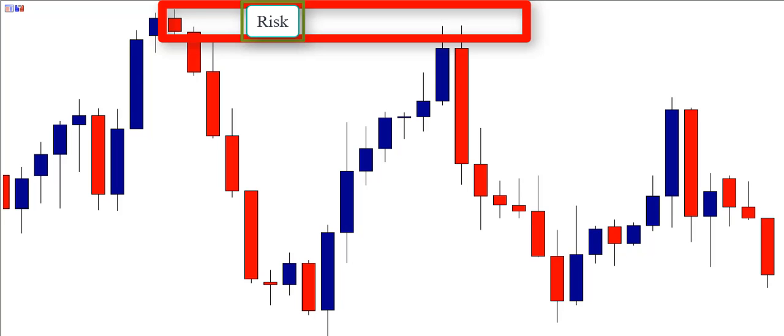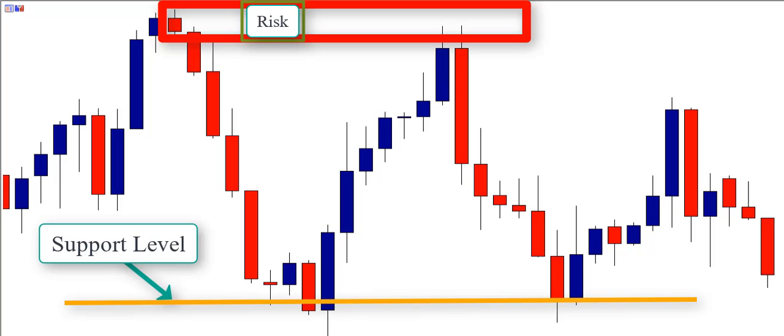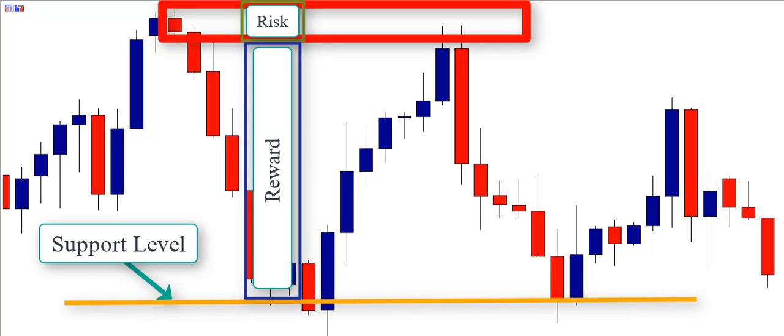In this example, your profit target is the support level. You know, we are not trying to calculate the risk to reward ratio. We are trying to compare the risk and the reward that this zone offers. As you can see, this supply zone offers a 5-to-1 reward to risk ratio.